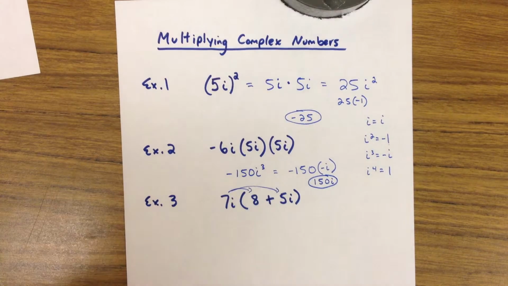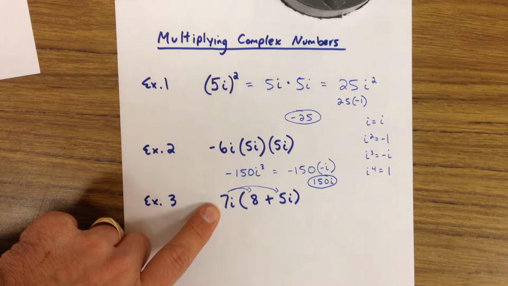And then finally, multiplying here, you're going to distribute the 7i.